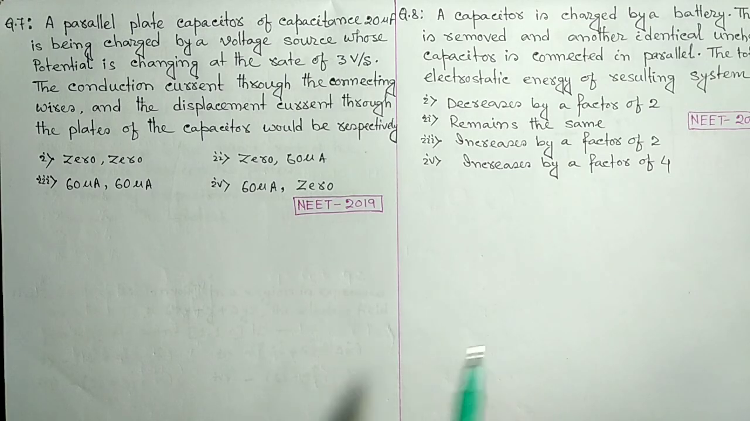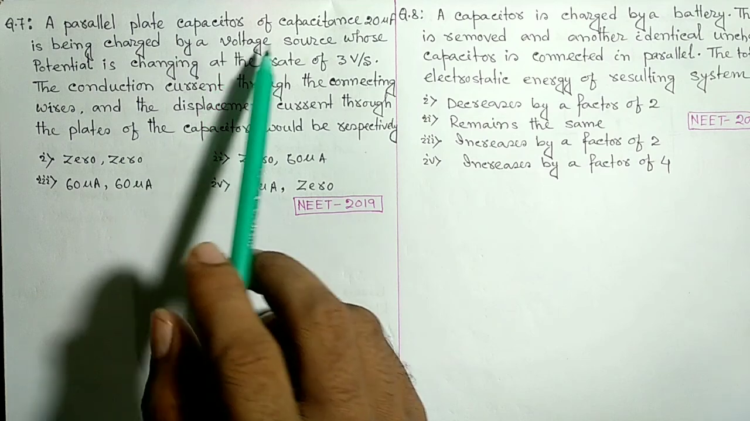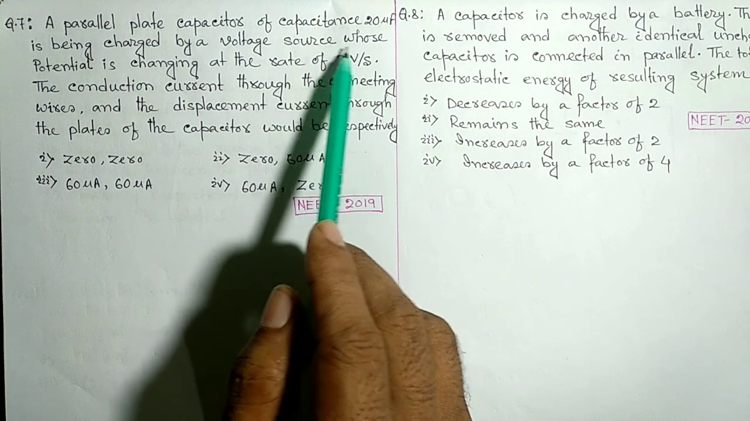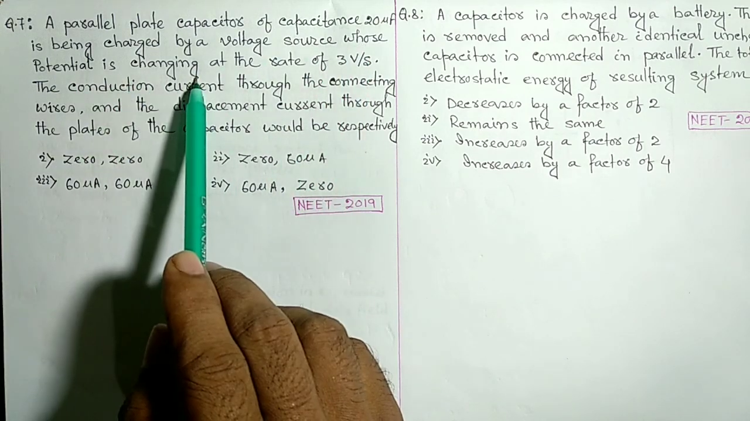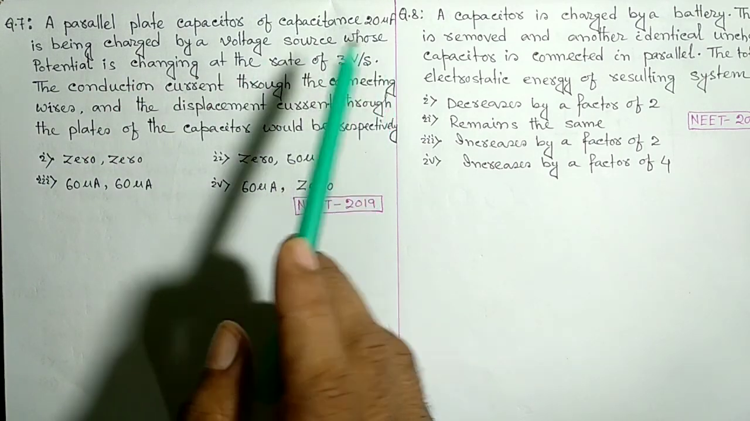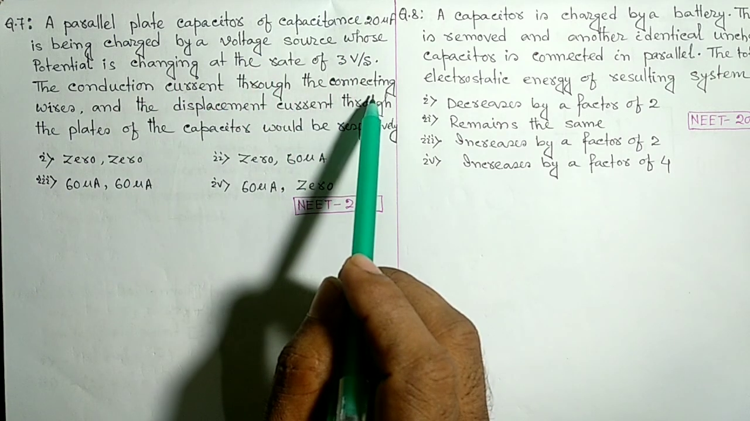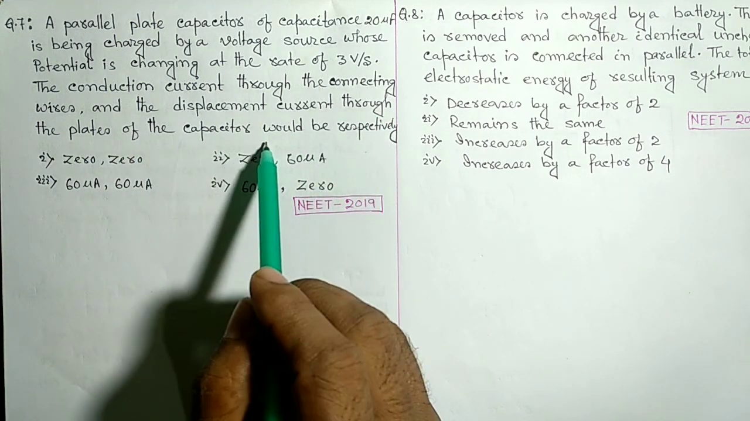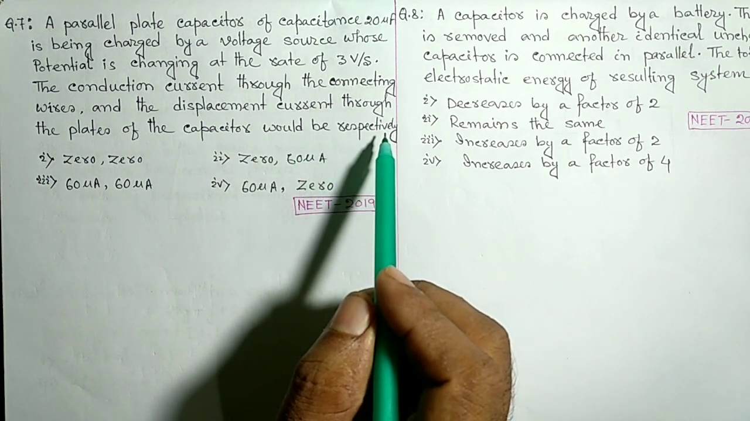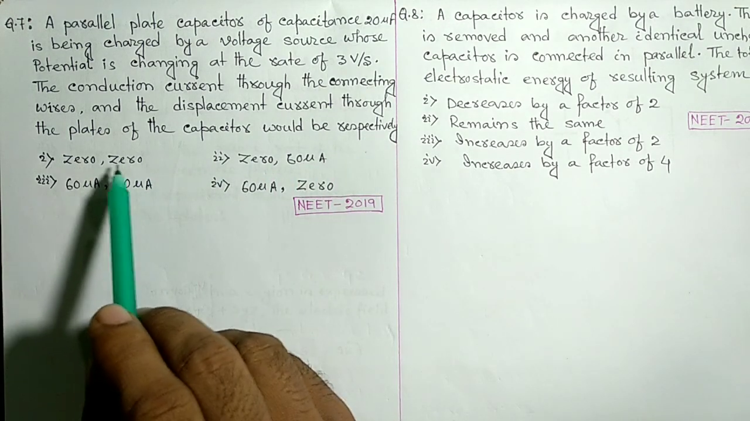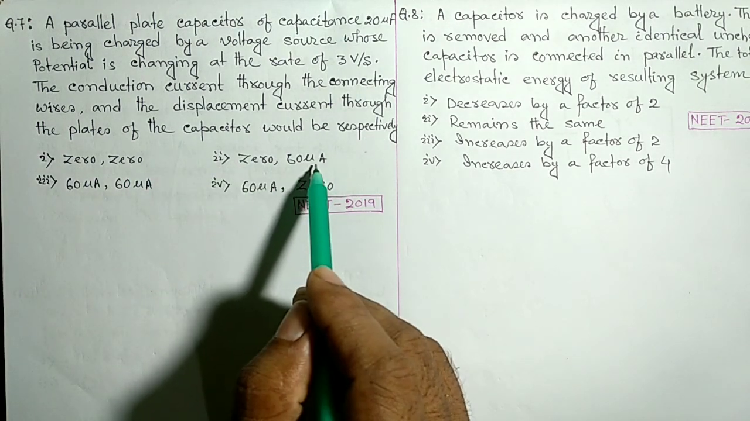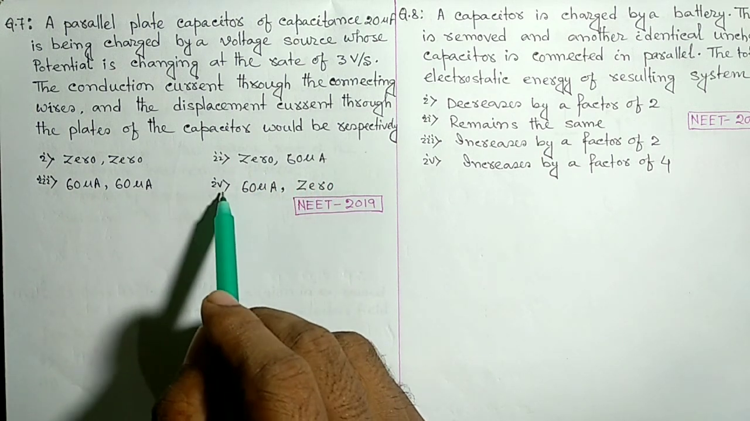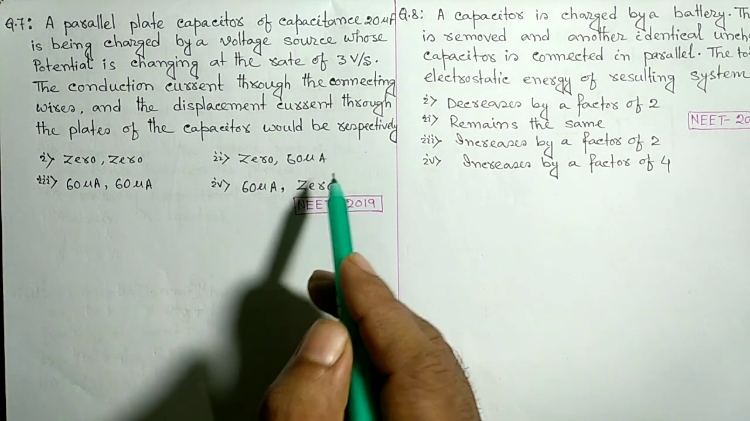Next question is question number 7. A parallel plate capacitor of capacitance 20 microfarad is being charged by a voltage source whose potential is changing at the rate of 3 volt per second. The conduction current through the connecting wire and the displacement current through the plates of the capacitor would be, respectively: option 1, 0 and 0; option 2, 0 and 60 microampere; option 3, 60 microampere and 60 microampere; option 4, 60 microampere and 0.